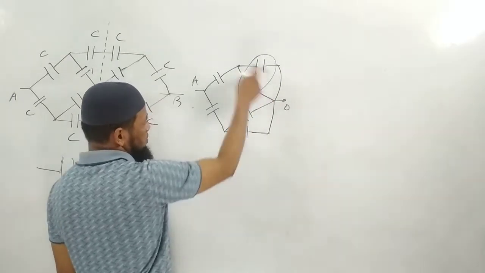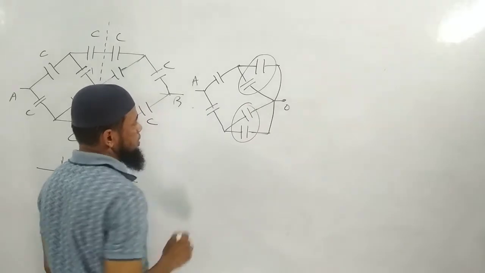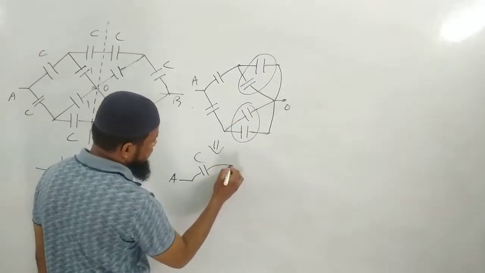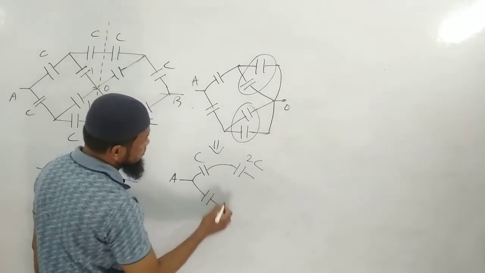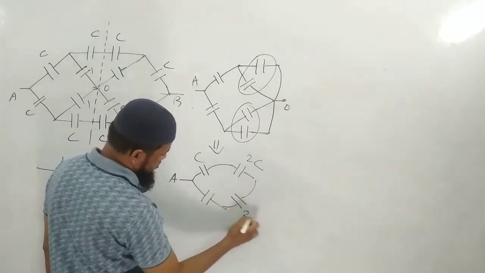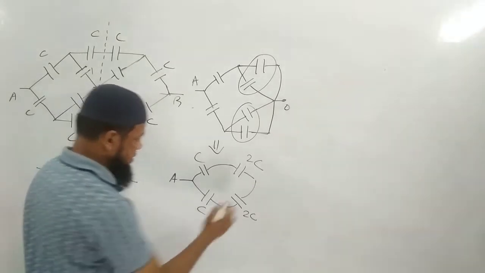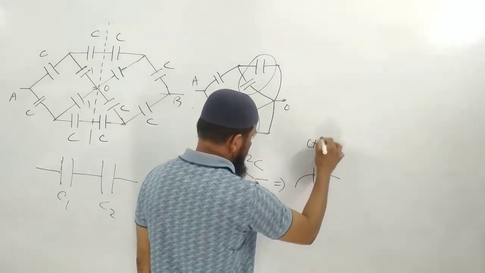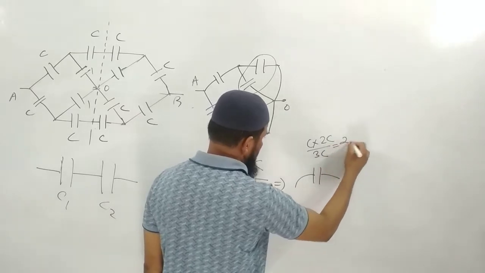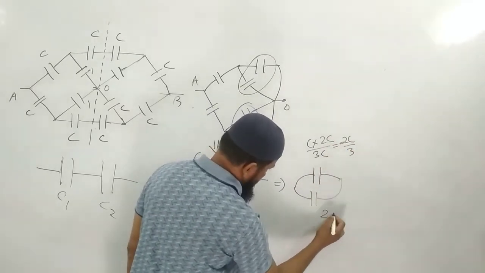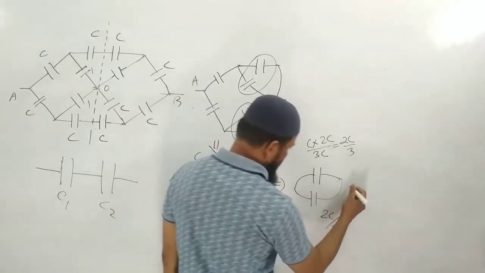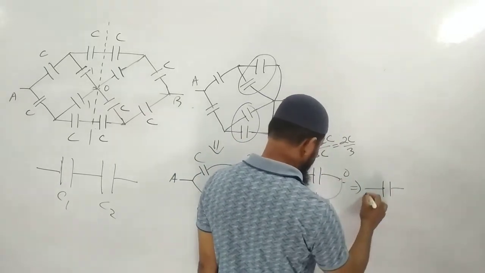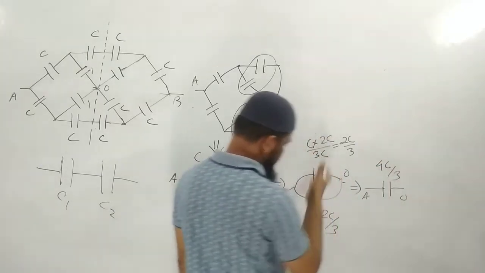See carefully. Between these two points, they are connected in parallel. Between these two points, they are connected in parallel. So this circuit will become how much? This is A, capacitance C, parallel means twice C, below also C, parallel means twice C. So C and twice C in series, and this C and twice C in series. So how much will become on the top? C into twice C divided by C plus twice C, so that is twice C by 3. Below, how much? Twice C by 3. So between A and O, how much will we get? 4C by 3. Since they are in parallel, they will get added up.